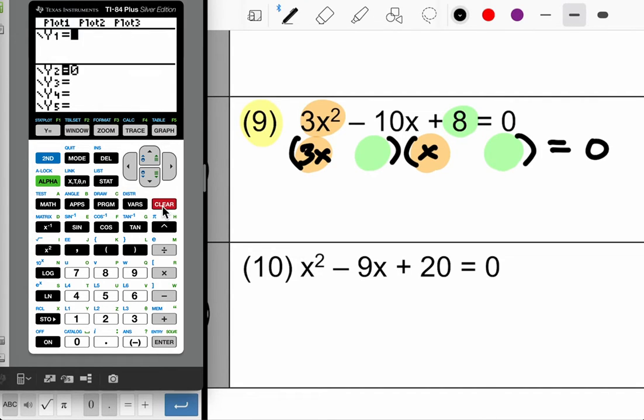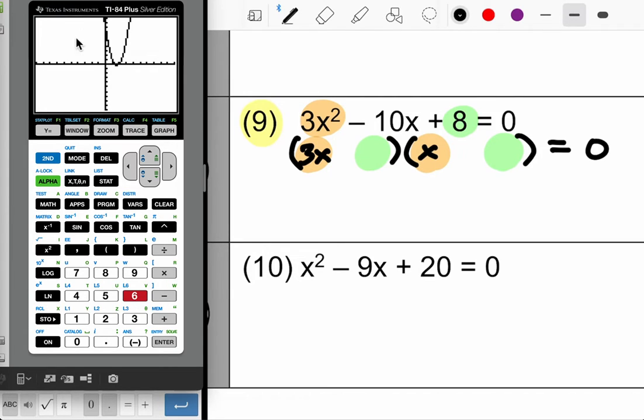The left side goes in, as long as it's equal to 0, right? No matter what approach you use, you always have to manipulate your equation so that the right-hand side, or actually just one side, is equal to 0, but it's preferred that it's the right-hand side. The left-hand side would then go in as y1. We'd go to the graph, zoom 6.